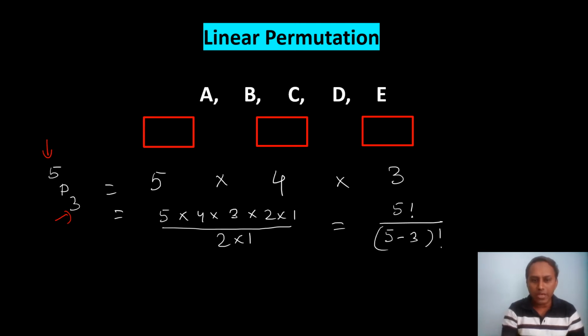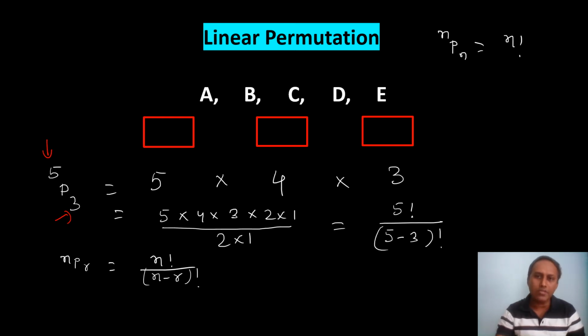So in general, when I write nPr, what would be the answer? n factorial upon (n minus r) factorial. Alright. If you take all at a time, that is nPn. So what would be nPn? I write here, nPn, all at a time, is n factorial by 0 factorial, and we know 0 factorial is 1, so it's n factorial. So arrangement of n objects taking all at a time is n factorial.